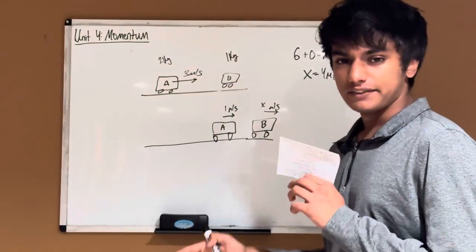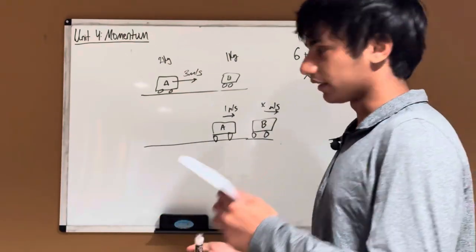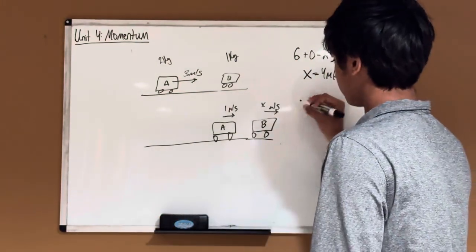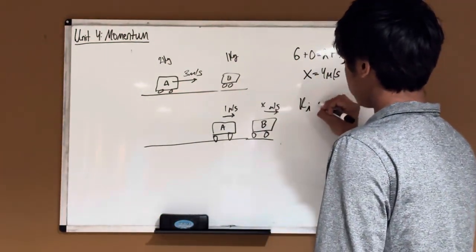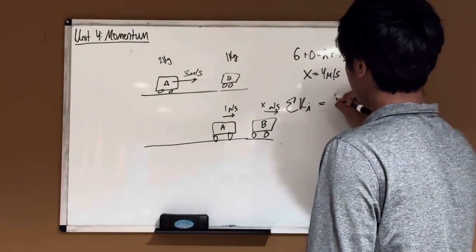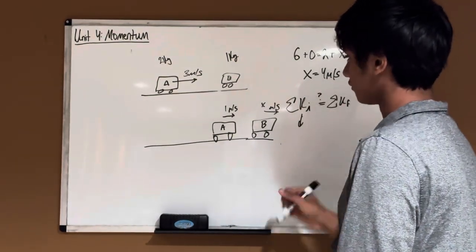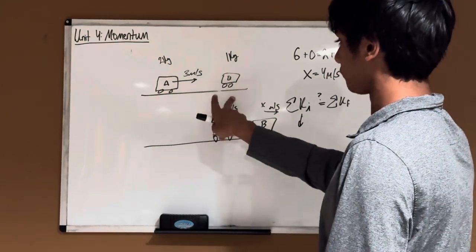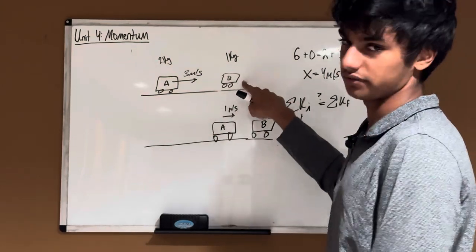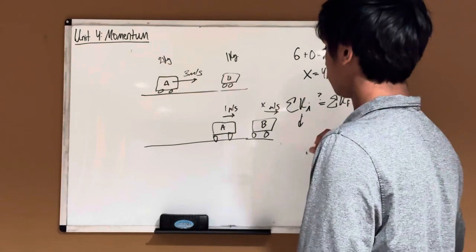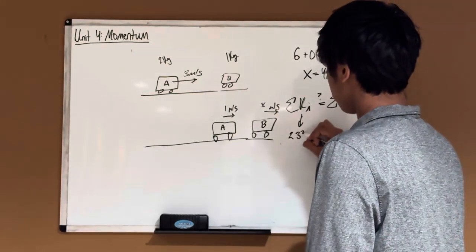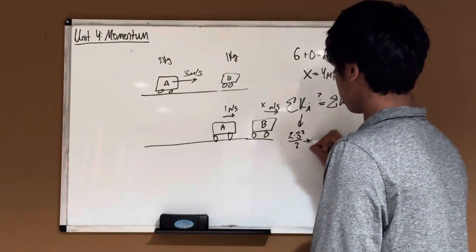Next, let's find out if this collision is elastic or inelastic. To do that, we have to check if the initial kinetic energy is equal to the final kinetic energy. The initial kinetic energy is equal to mv squared over 2 of all the objects in the system. This one is obviously 0. This one is going to be 2 times 3 squared over 2, which is 9.